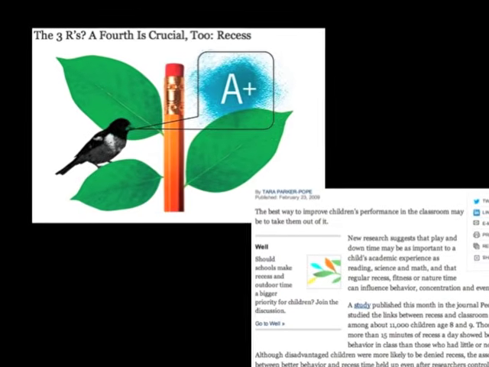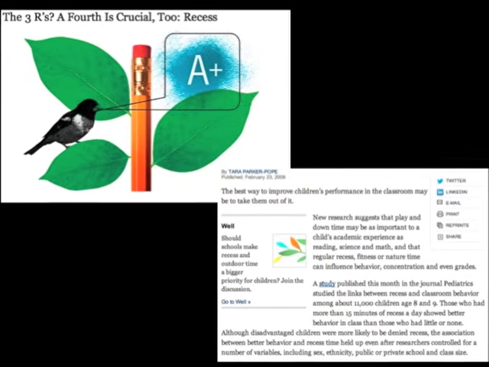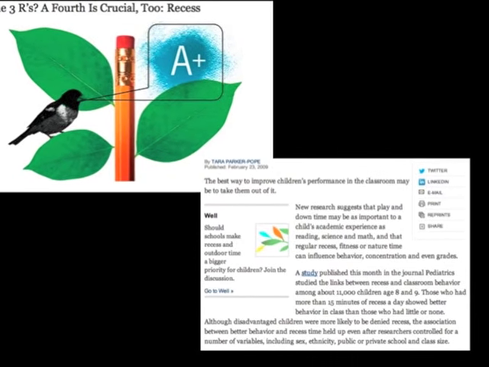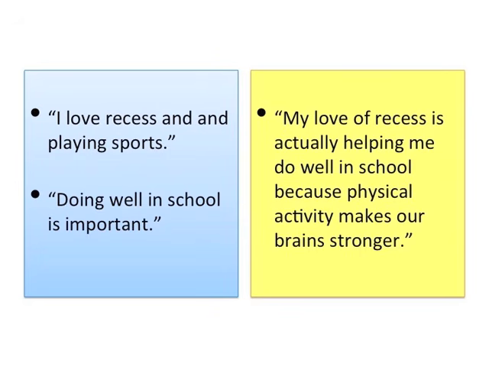I recently read an article about how recess and sports make us do better in school subjects like math, reading, and science because they strengthen our brains. So if I were to come up to you and say, I love recess and playing sports, and doing well in school is important, I wouldn't really be communicating how these two are related, and I wouldn't be making a very strong argument or point about what I read.